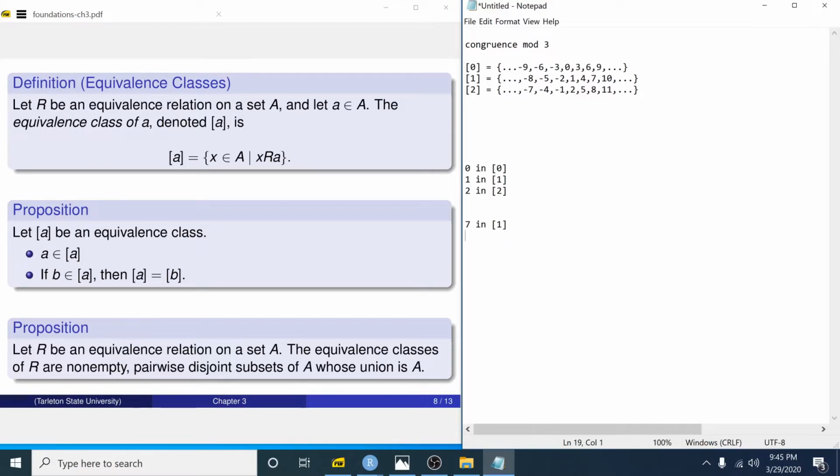Does that mean that bracket 7 is equal to bracket 1? Is that actually true? And the answer is it is true, because let's actually write down what bracket 7 is. So bracket 7, by definition, is the set of all x in Z such that x is congruent to 7 mod 3.